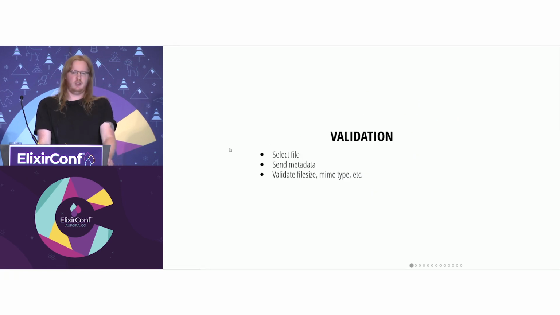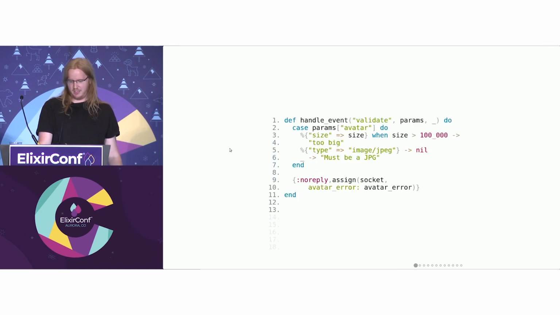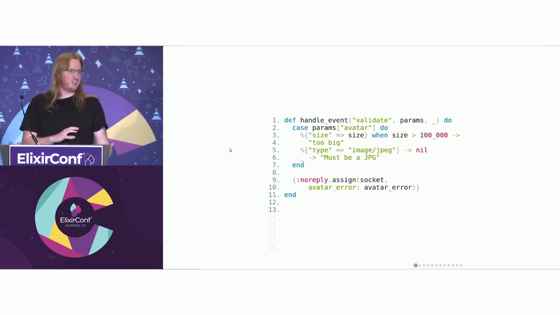One thing I didn't show is that you can do validation. When you select a file from a file input, you can then read the metadata about the file, like the MIME type, the file size, things like that. So this allows you to do some basic client-side validation. Well, it's client-side, but you write it on the server, but it's essentially client-side.